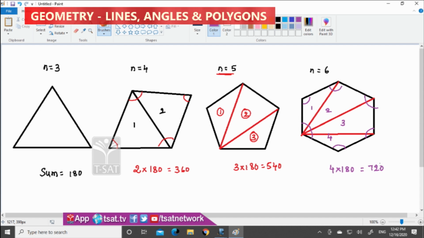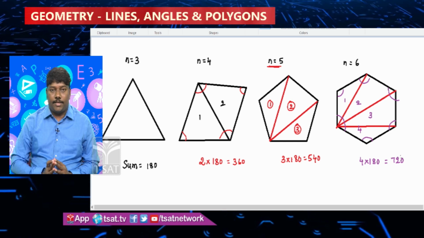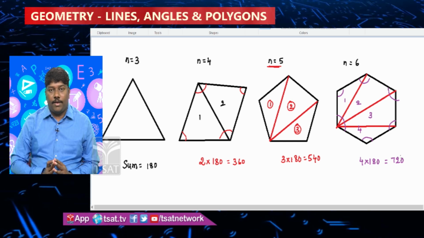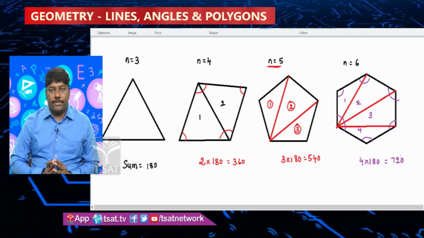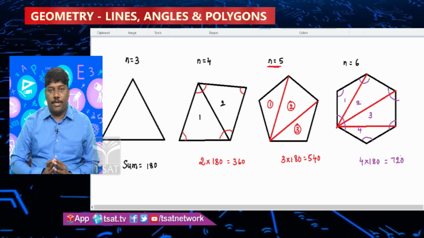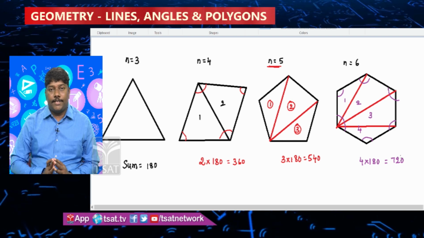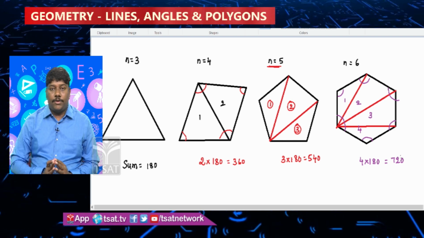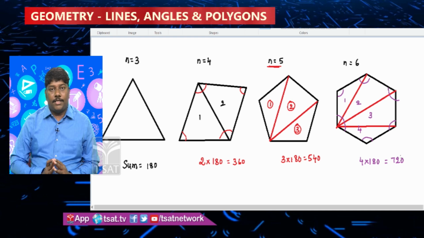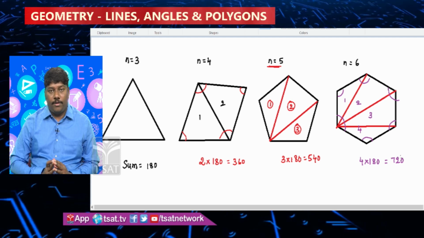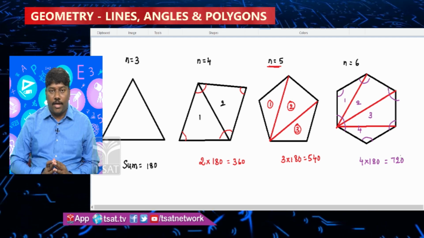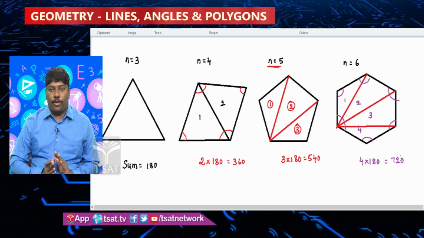Now it follows a logical order. First, for a triangle, number of sides is 3, sum of angles is equal to 180. Now for n equal to 4, number of sides are 4, then it is 2 into 180. For a pentagon, number of sides are 5, it is 3 into 180. For a hexagon it is 6 sides and it is 4 into 180. So if you follow the logical order, for a 6-sided figure you can divide it into 4 non-overlapping triangles. In the same manner, for a 10-sided figure, a decagon, you can divide the decagon into 8 non-overlapping triangles. Every time it decreases by 2 in number.